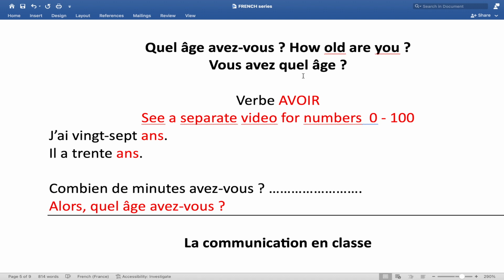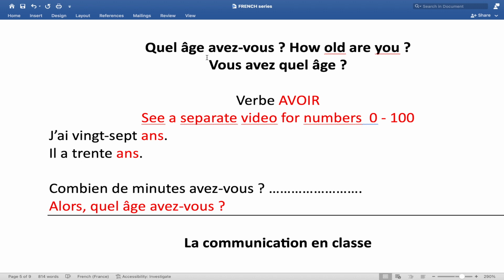If you translate this literally, word for word, in English it would be: you have which age, do you have, or which age have you? You have what age? So we don't do that. If you use a dictionary, you get something like that. Just know that quel âge avez-vous means how old are you?